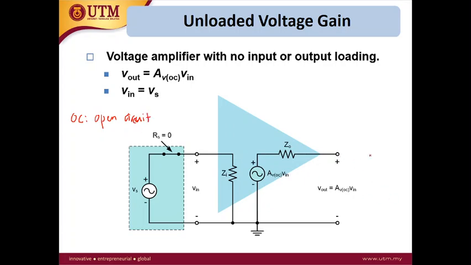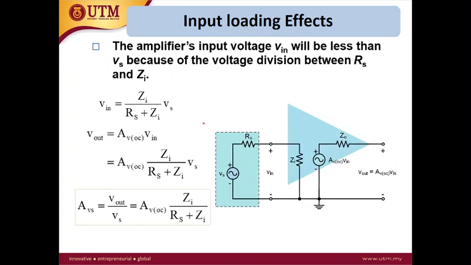So here you see the output port. There is no RL connected. So although we have the Z out here, V out should be equal to AVOC V in, because the current is 0 and the voltage is 0. So no voltage drop, and the output is equal to what is produced by this AC source. Here V out is equal to AVOC V in. If the internal resistance is 0, then V in is equal to Vs. Okay, this is the unloaded voltage gain.